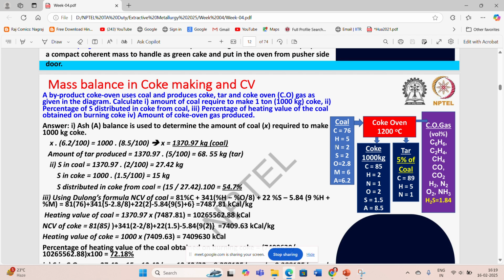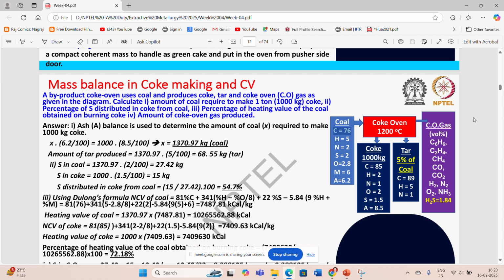If we talk about carbon mass balancing, the amount of carbon present in coal is around 76%. When we produce the coke material, the amount of carbon inside the coke is increased from 76 to 85%. Then tar has a carbon amount of 89%, and some amount of carbon will also be present in the coke oven gases.